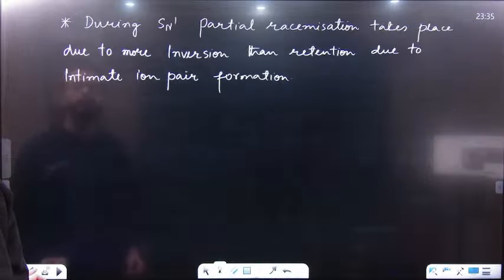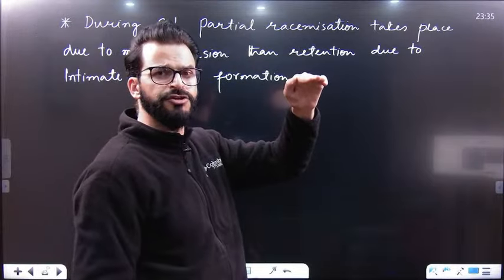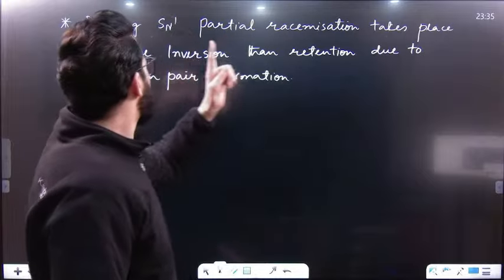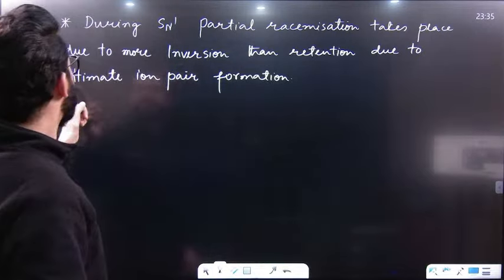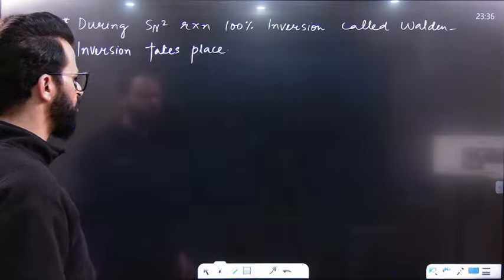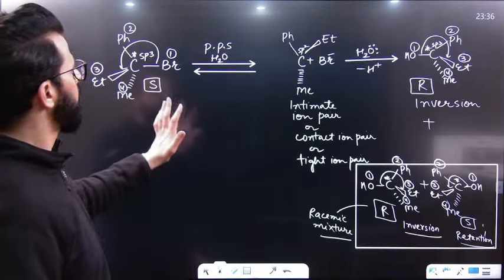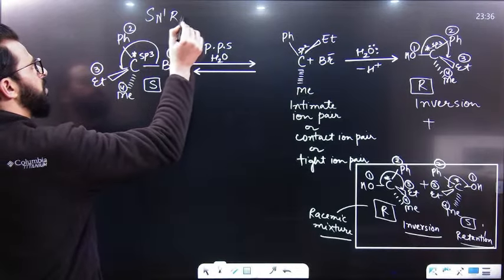in the SN1 reaction that partial racemization takes place. That means racemization is less than 100% because of more inversion than retention, as a result of intimate ion pair formation. I hope this is clear, what is known as SN1. So this is the stereochemistry of SN1 reaction.